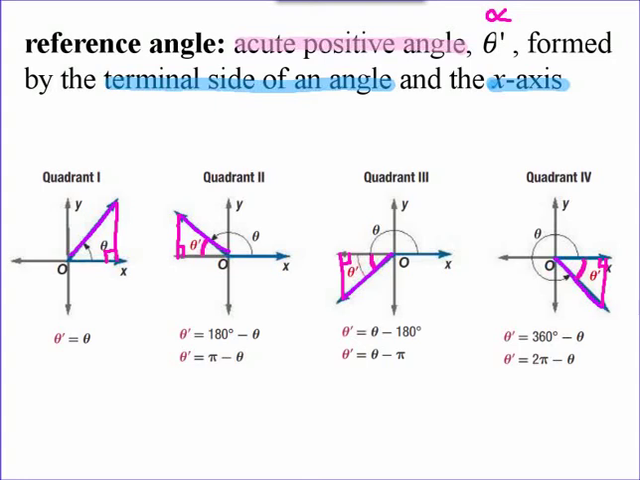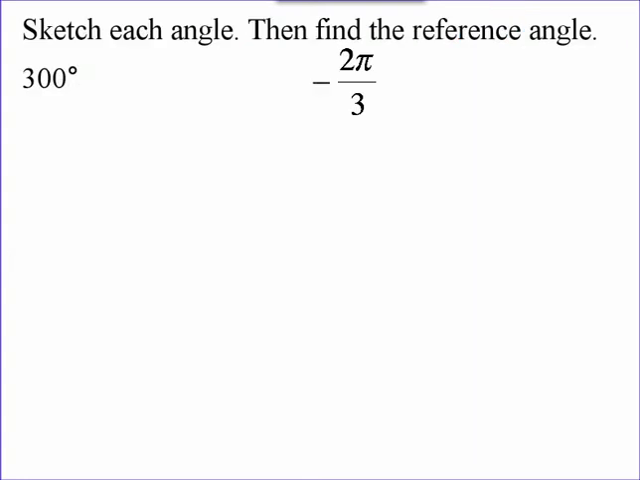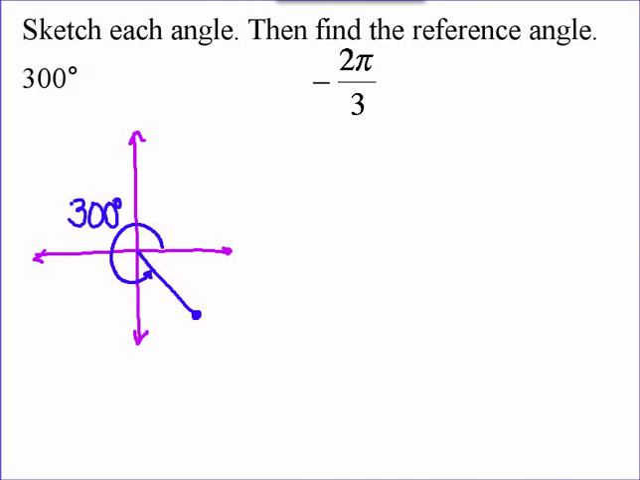So now we're going to look at an example. Sketch each angle, then find the reference angle. So first angle I'm going to sketch is 300 degrees. So what quadrant am I in? 4. 4. So right here. So this is 300 degrees. I'm going to go ahead and draw my terminal side in. 300 degrees.